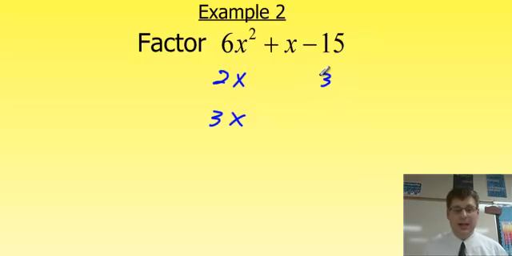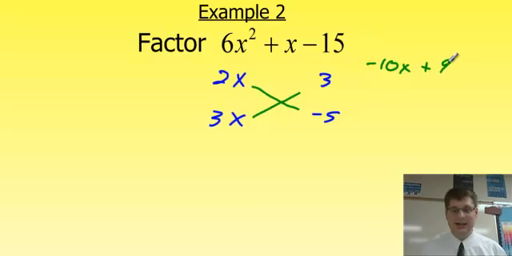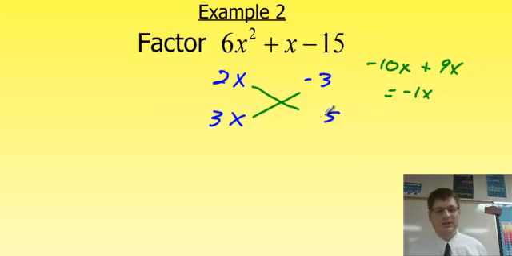I'll say positive 3 and negative 5, and I'll cross multiply. So that's going to give me negative 10x plus 9x. Okay, well, when I add those together, that's just going to give me negative 1x. I want a positive 1x. Ooh, I'm really close. So probably all I have to do is change my signs. So it looks like I got pretty lucky. Not really. I've done this for a while and I'm kind of used to it.